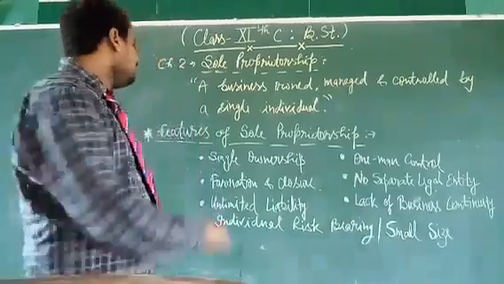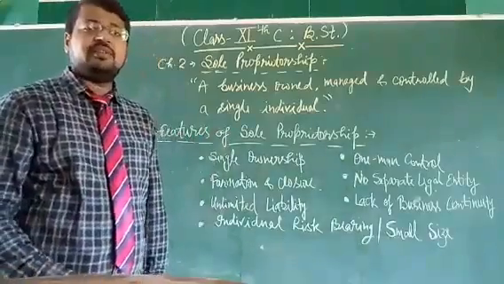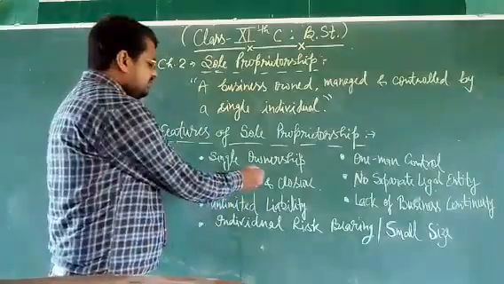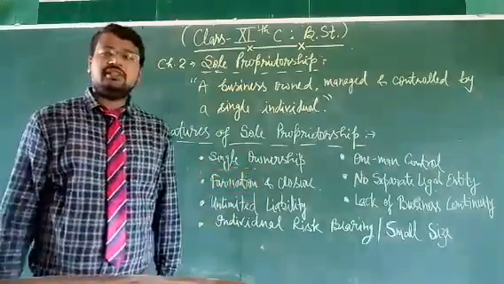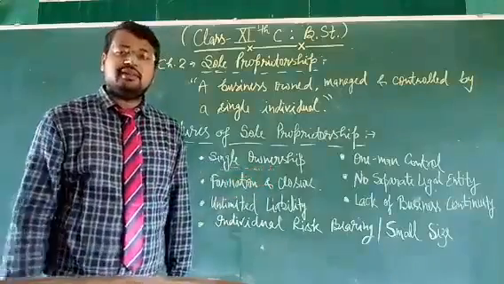Now we will move to the features of the sole proprietorship form. A business that is owned by a single person, what type of features are present? The first one is single ownership. It is very clear to us. Single ownership means the business is owned by a single person.